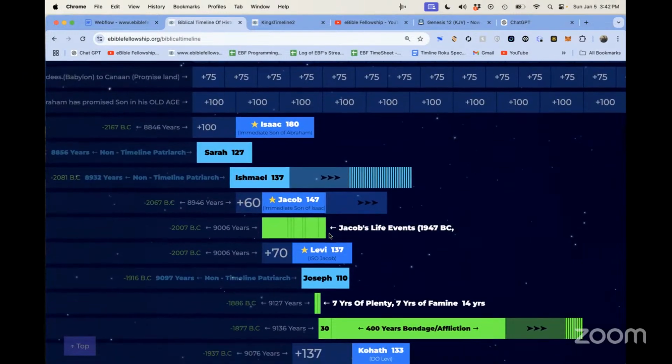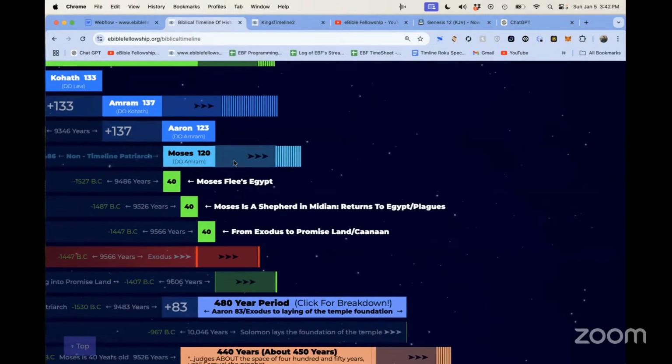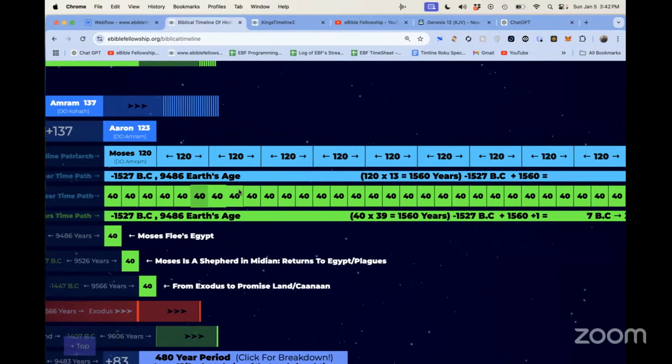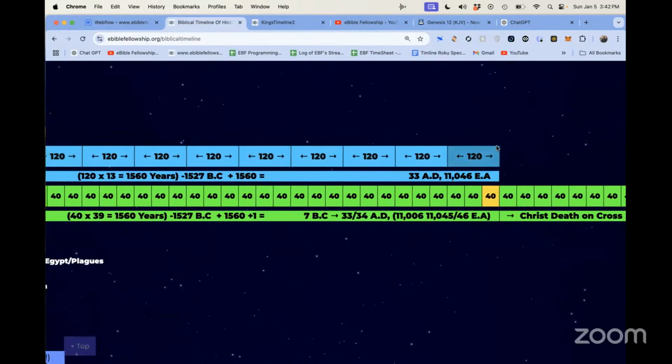All right. So let's go to Moses' time path. So we were looking at this one before, and if you don't remember, we saw that if you take Moses's lifespan of 120 and you replicate that 13 times, you land on 33 AD. So, we have multiple time paths that take us to significant dates, like 7 BC, 33 AD. And so in this case, Moses' lifespan actually takes us to 2033.